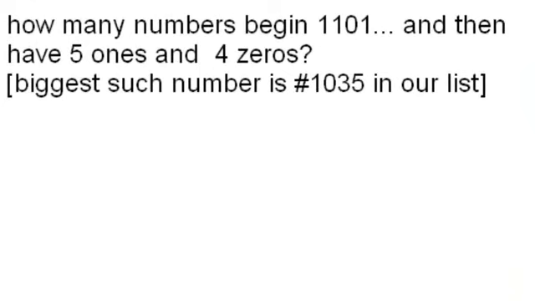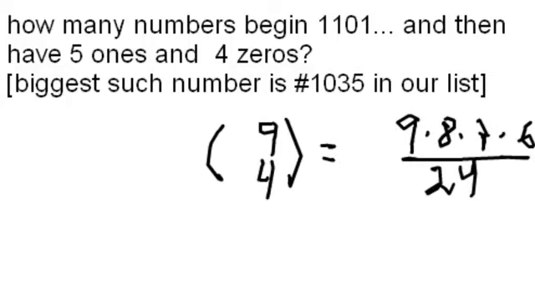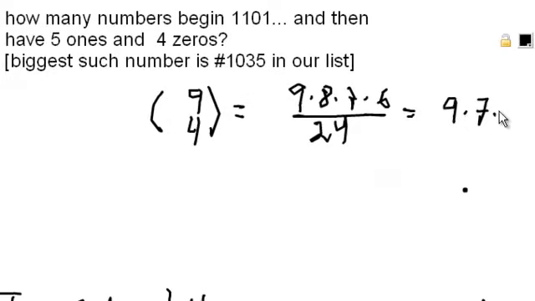So the question is, how many numbers begin 1101 and then have 5 more ones and 4 more zeros? And we know the biggest one of those is number 1035. Well, of course, this is just 9 choose 4 or 9 choose 5. So it's 9 times 8 times 7 times 6 divided by 24. The 6 goes away, and the 8 you divide by 4 and you're left with 2. So it's 9 times 7 times 2. Well, I mean, it's 63 times 2. It's 126. But it's certainly bigger than 35. So if the biggest one is 1035 and I take all of these away, I'd be too small. So I don't want to take all of them away.